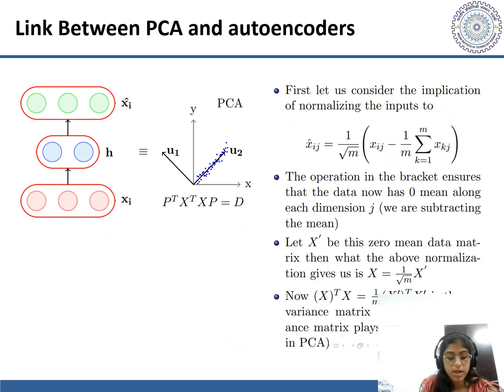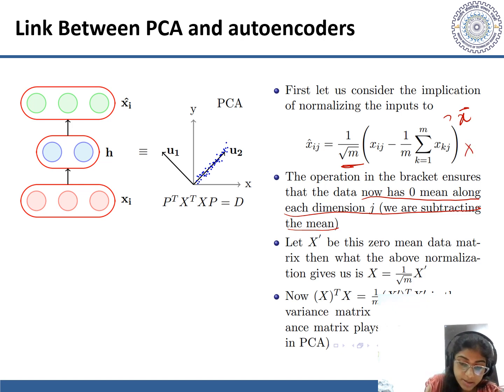Now, in this, I am normalizing the inputs like Xij minus 1 by m, Xkj. This is the mean, and this is the normalized part. Now the data has a zero mean along each dimension of x, since we are subtracting the mean. This is my x dash.